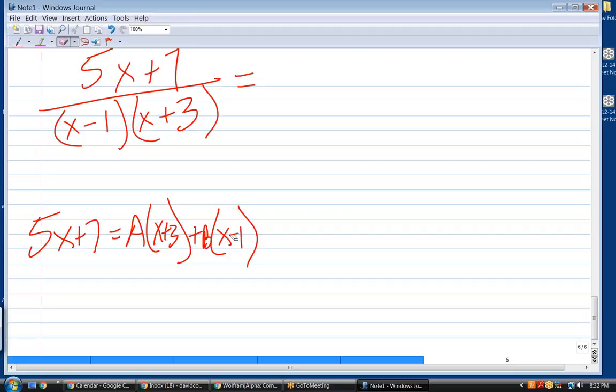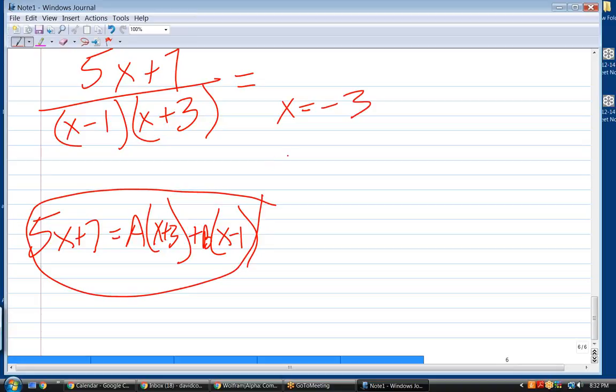So let's come up with some special x's that make this term go to 0, allowing me to solve for B, and make this term go to 0, allowing me to solve for A. So what x's should I use? -3 and 1. Okay, so I'm going to use x equal -3, and now let's rewrite that equation using x equal -3.